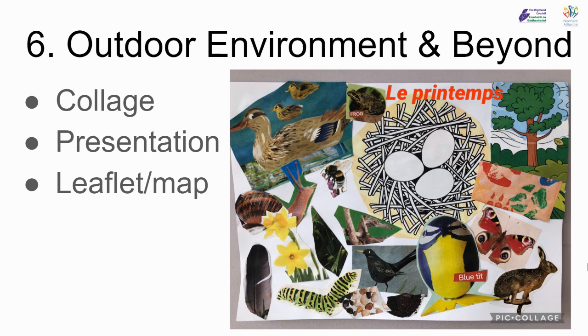collage. And this can be done using magazines where they can cut and stick images related to spring, for instance, as in this picture here. Or it could be linked to a particular habitat, like pond life, or their local environment around the school. And children can then start to label it in English or in French or both.